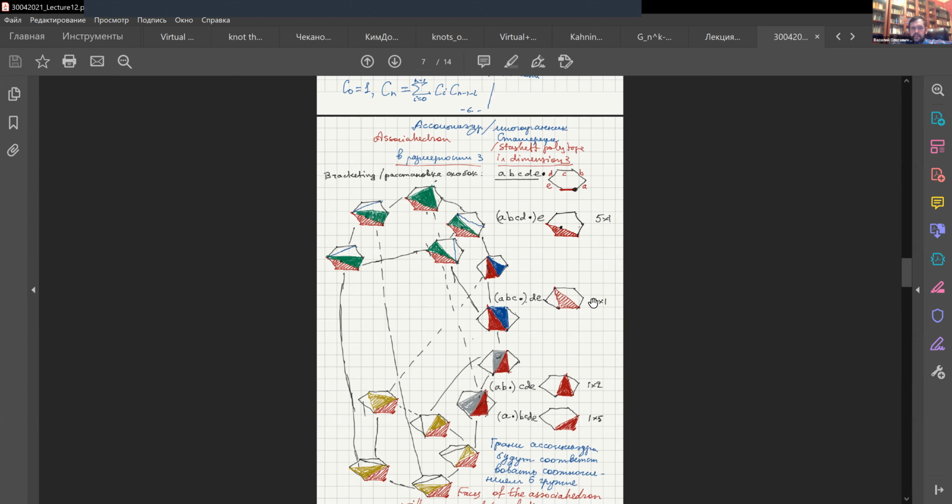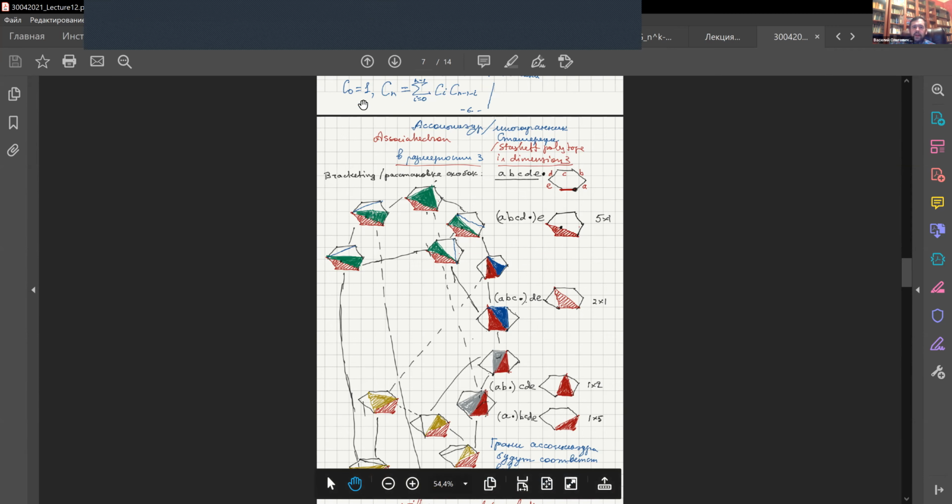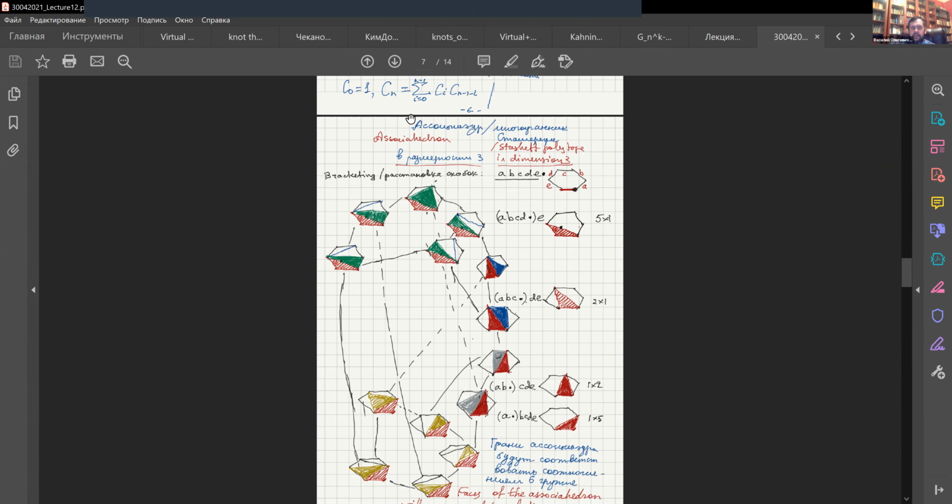So you see here we have the situation of when we have nothing under the triangle and a pentagon over the triangle. So for the pentagon we have 5, and for nothing we have just 1. And here we have 2 times 1, and here we have triangle and quadrilateral like this. This is 1 times 2, and this is 1 times 5. So if by induction we know that we have some Catalan numbers before, then by induction we get that Cn equals something like that.